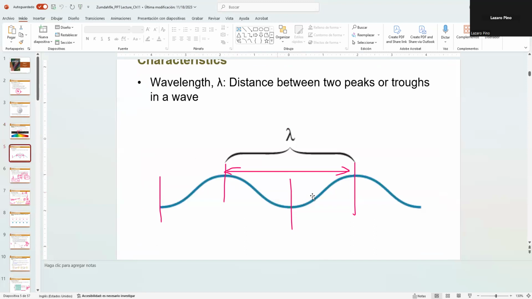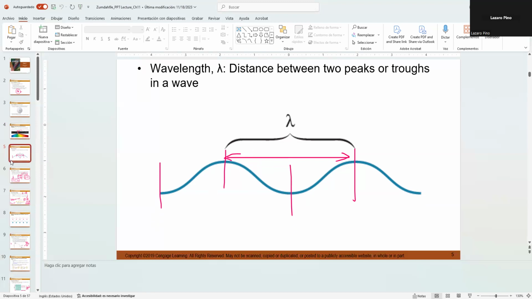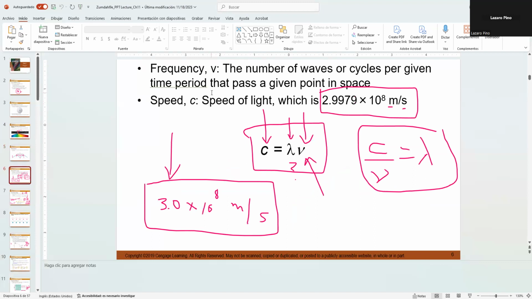The distance between these two parts of the wave is what we call wavelength. And we use this Greek letter to speak about the wavelength. Then it is the distance between two peaks or troughs in a wave. Frequency is the number of waves or cycles per given time period that pass a given point in space.